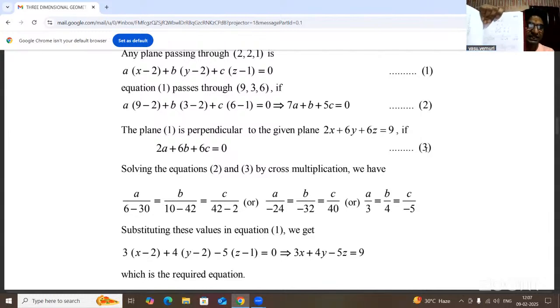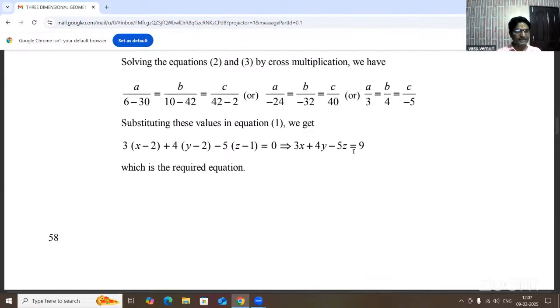Okay. Now that is by CMR, cross multiplication rule. How to get the cross multiplication rule between the second equation and the third equation? Write it like this. Students, listen carefully. Okay. Now, that is the required equation.